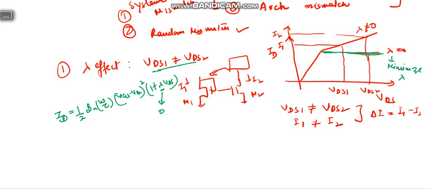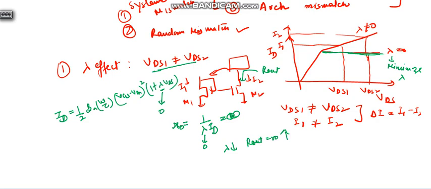Now how can we do this? How can we reduce this? What do we have to do? We have to increase the output resistance. This is R out. We need to increase this output resistance. Now RO is given by 1 by lambda ID. So if we make lambda 0, then RO equals infinity. So as we are reducing lambda, the output resistance RO for this current mirror increases.